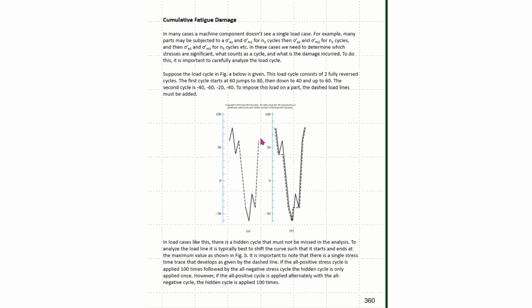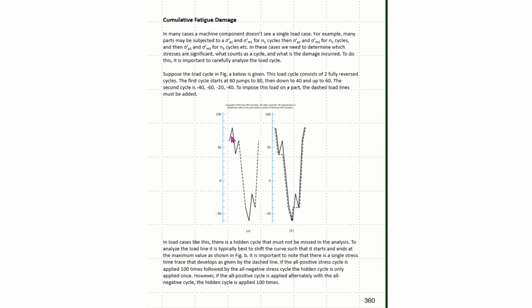Now, it may be that this tension load is applied 100 times, followed by 100 applications of this compressive load. But it may also be that we have the tension load followed directly by the compressive load. And in that case, we need to be careful how we draw the load cycle. Because what happens if we don't draw it carefully is we miss what we call a hidden cycle.